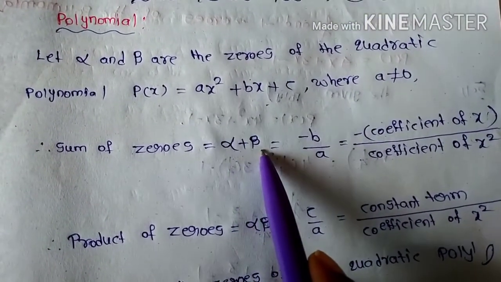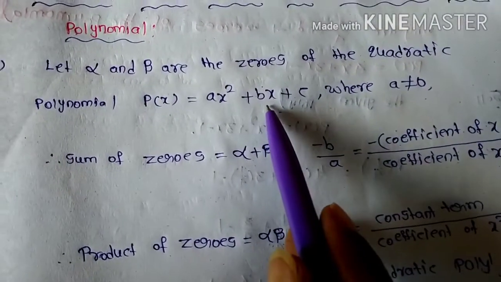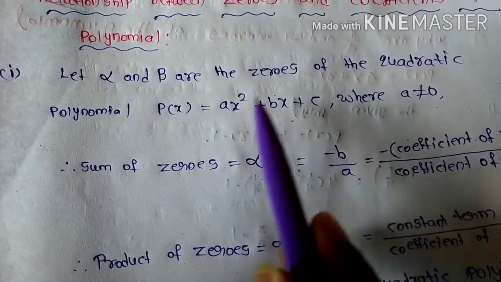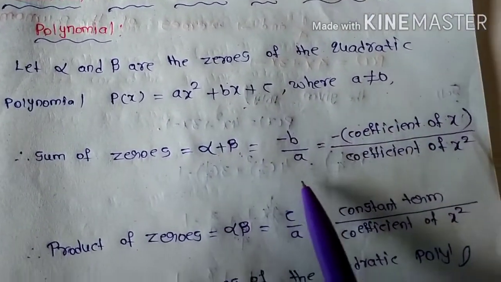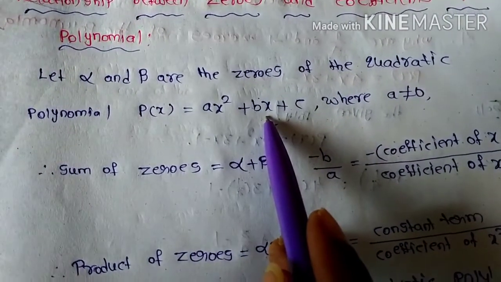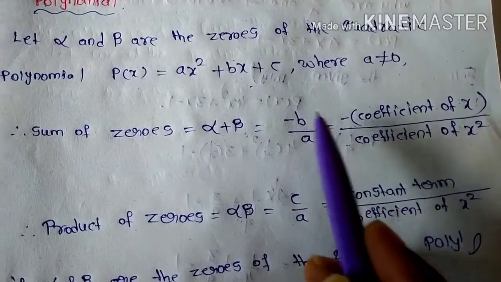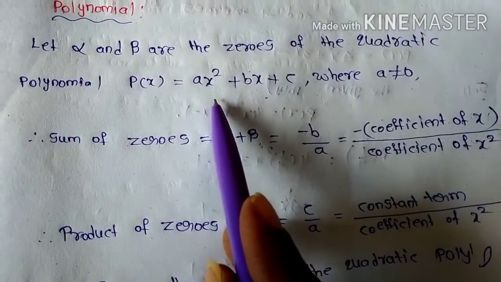Sum of the zeros means alpha plus beta. We can represent here alpha plus beta is equal to minus b by a, minus b by a you can write here. See here, minus b means it is the coefficient of x or not. Yes, you can write here minus of coefficient of x by a, where a is the coefficient of x square or not.